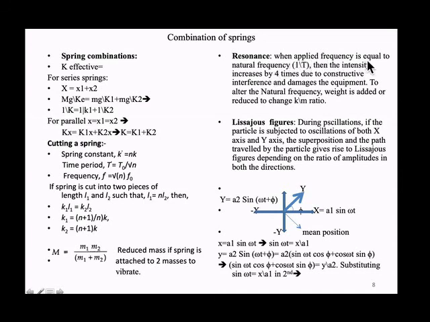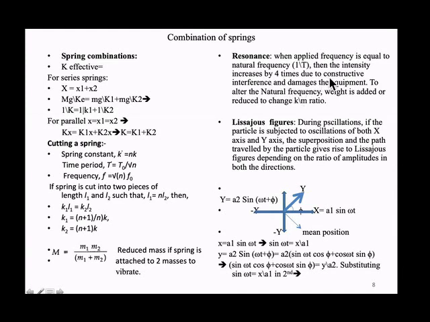When applied frequency is equal to the natural frequency. What is natural frequency? Omega is equal to 2 pi f, so f is omega by 2 pi, or 1 by T, the time period. Then the intensity increases by 4 times because of a square: amplitude increases by 2 times, 2a, so the intensity increases by 4a square, 4 times.